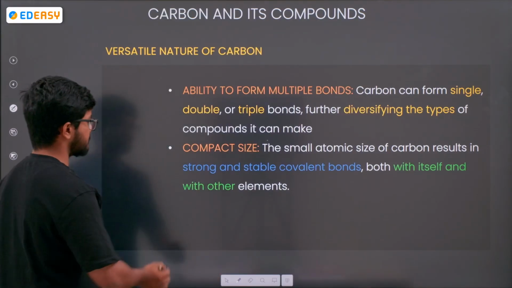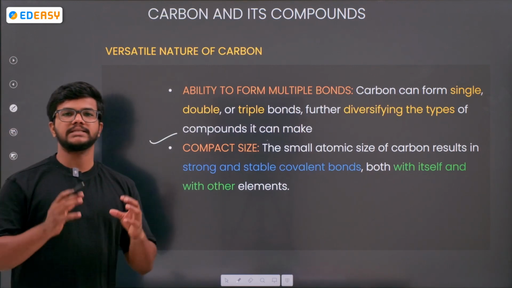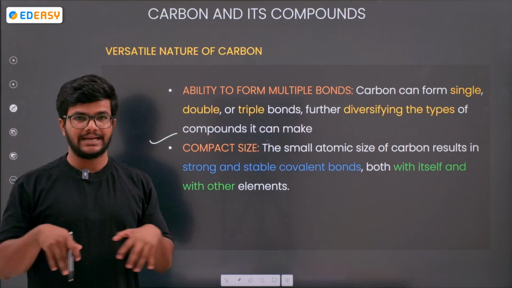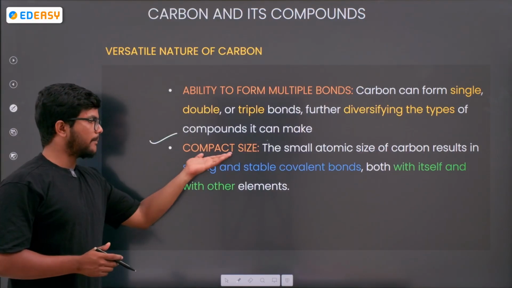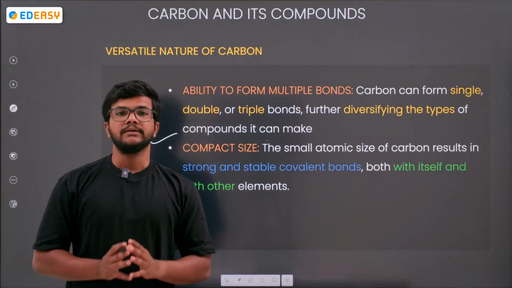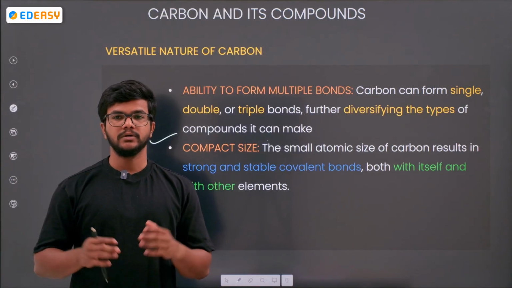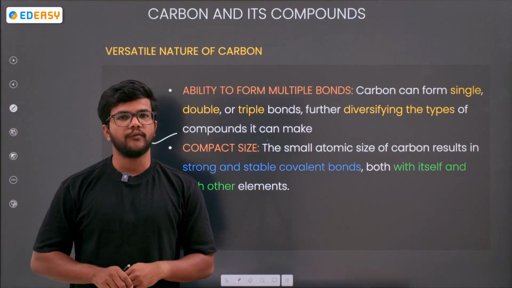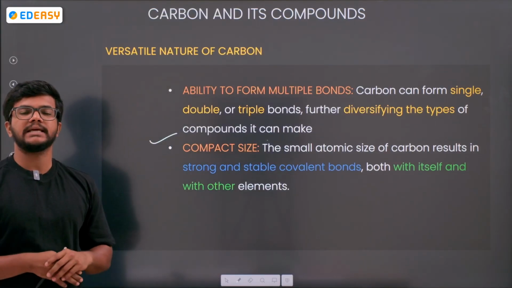And there is another special character, which is compact size. Carbon size is very small so that it can accommodate four bonds around it, four atoms around itself. So the compact size is also another factor which influences the versatile nature of the carbon. Since carbon is very small, it can accommodate more atoms around itself. So hope you understand about the versatile nature of the carbon.